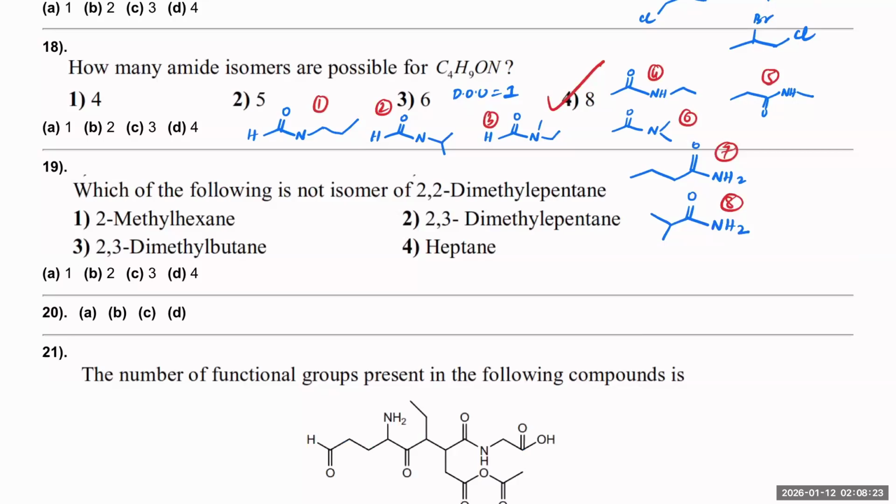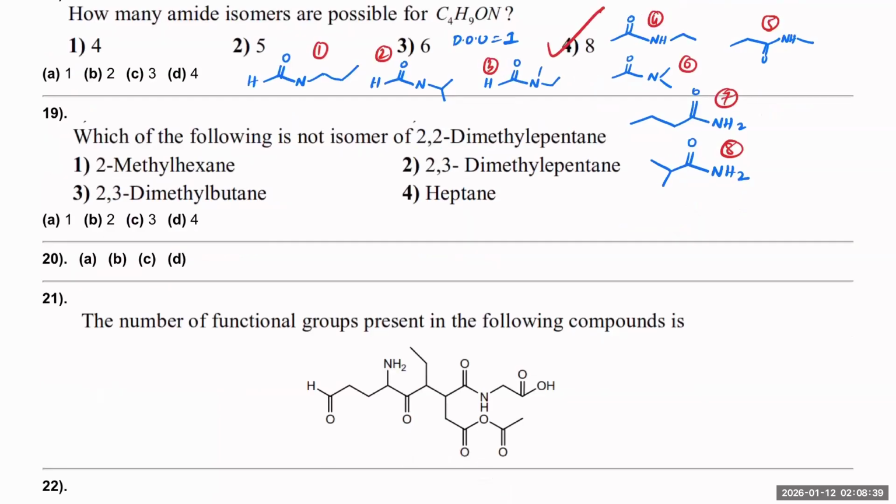Please check if anybody has a doubt on that. I hope all of you got these 8 forms. Next. Which of the following is not isomer of 2,2-dimethyl pentane? So 1, 2, 3, 4, 5. 1, 2, 3, 4, 5.